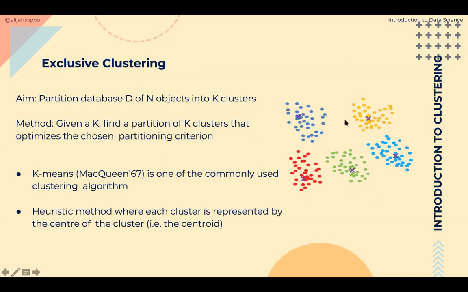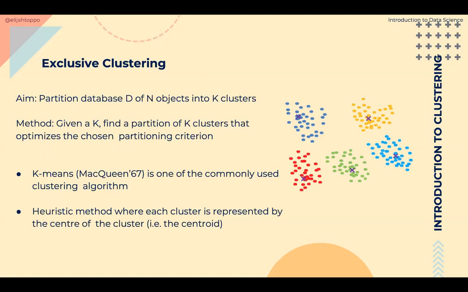So we have all of our data, n different data points, and our aim is to divide them into K different clusters. The method it works on is, given a value of K, we are trying to find a partition of K clusters that optimizes the chosen partitioning criteria. So depending upon the chosen partitioning criteria, we are trying to optimize this or divide the clusters accordingly.